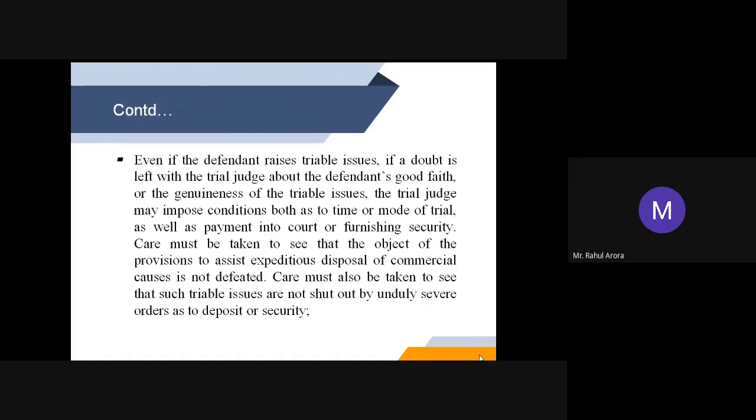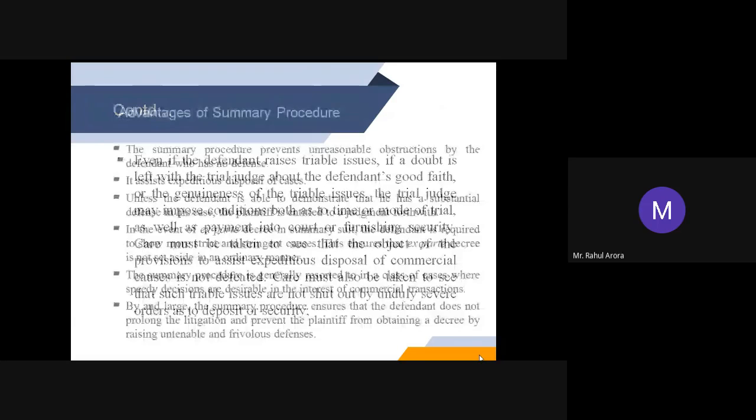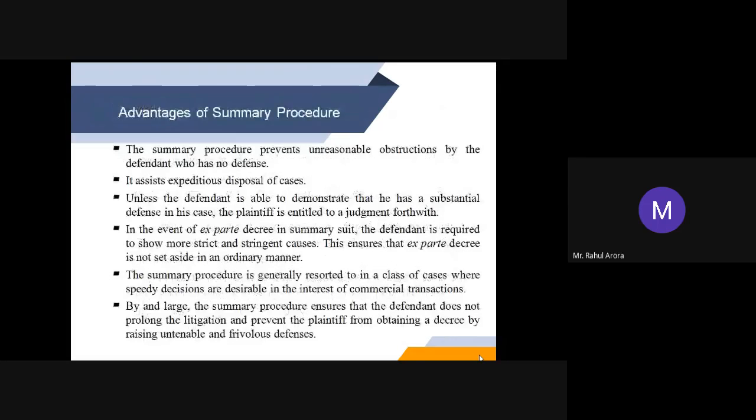Next, what are the advantages of a summary suit, my dear students? The summary suit gives an expeditious disposal of the case. Summary procedure prevents unreasonable obstruction by the defendant who has no defense. So, meaning thereby, if the defendant has no defense to defend his suit, then also this may be treated as an advantage because it will tantamount to expeditiously disposing of the case. So these are certain advantages of a summary suit.